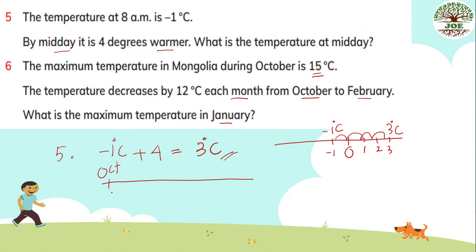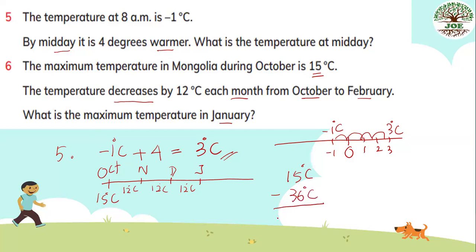In October, the temperature is 15 degrees Celsius. And each month, the temperature decreases by 12 degrees Celsius. Here, 12 degrees Celsius from October to November, November to December, another 12 degrees Celsius, and December to January, another 12 degrees Celsius. So decreases, we have to subtract all these 12 degrees Celsius 3 times. Okay, it is 15 degrees Celsius minus 12 times 3, which is 36 degrees Celsius.